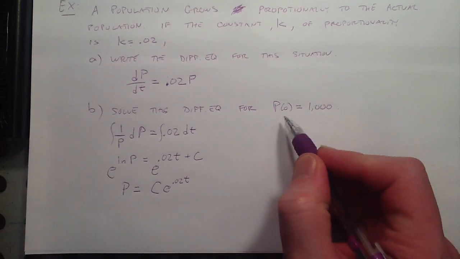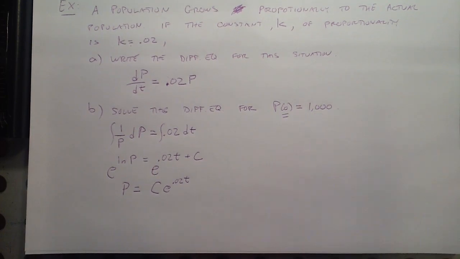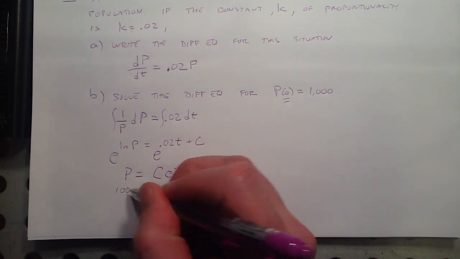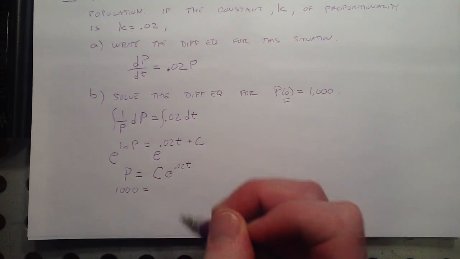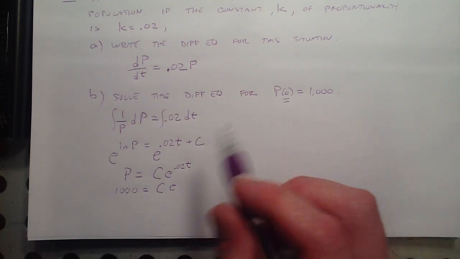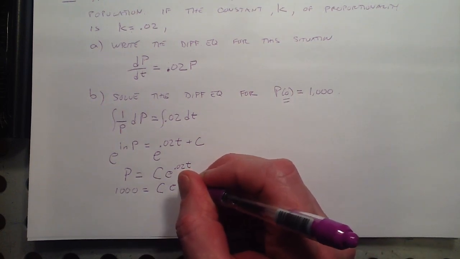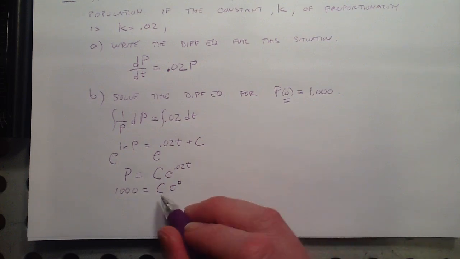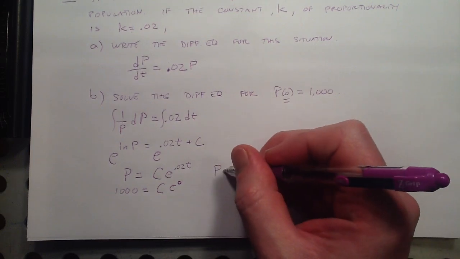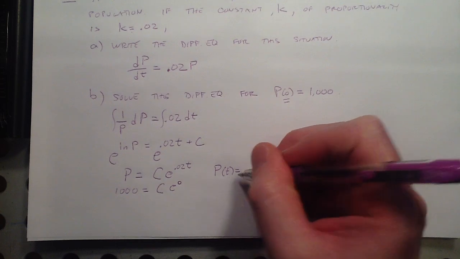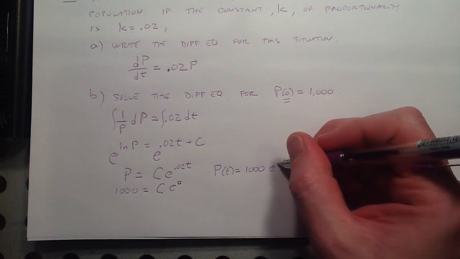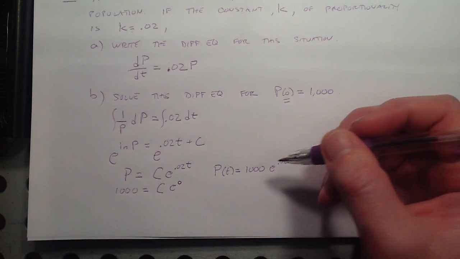And we know that the initial population at time 0 is 1,000. So plugging those values in, trying to solve for C here, 1,000 is equal to C e to the 0.02 times 0. So e to the 0 is just 1. So C is equal to 1,000. That gives me the population at any time t is equal to 1,000 e to the 0.02t.